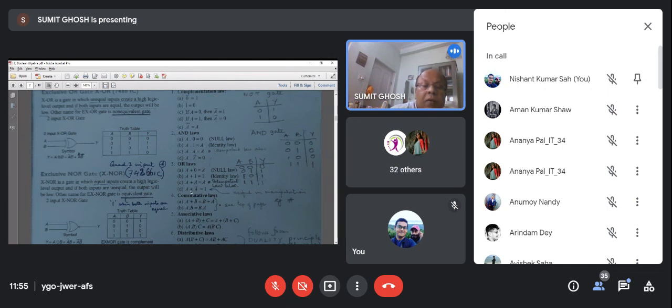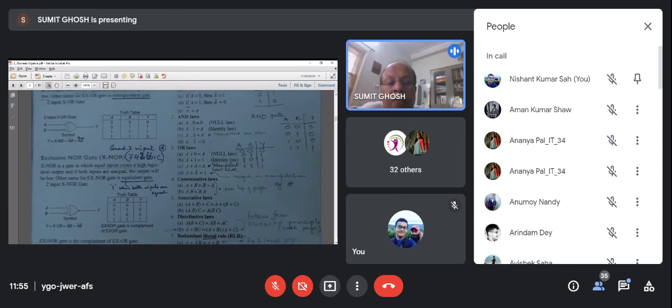Here, this is very useful for manipulation. You have A or A complement. A plus A complement is actually 1. Because if A is 0, this is 1. If A is 1, this is 0. So it becomes 1. Commutative laws, you are aware, if you just interchange the order, it remains same.